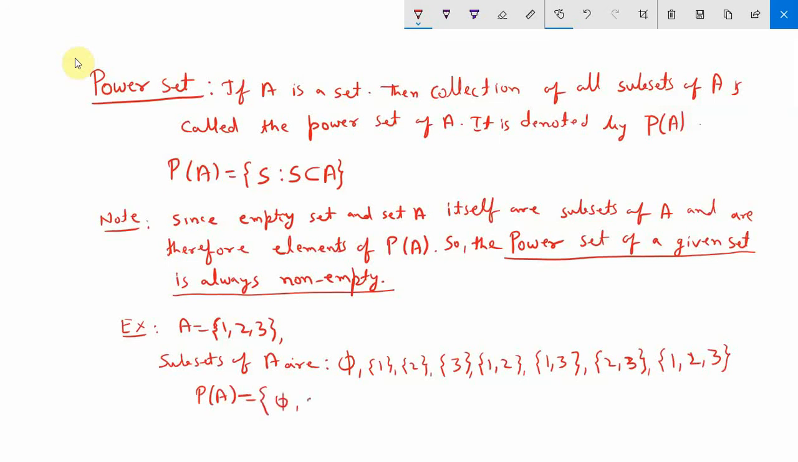So the empty set, {1}, {2}, then {1, 2}, {1, 3}, {2, 3}, and {1, 2, 3}. Then we will close this set. So this is an example of subset and of power set.